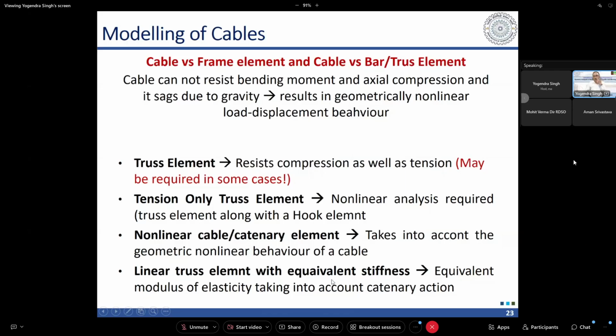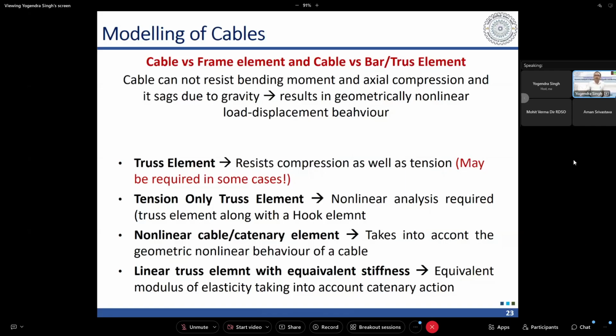It takes into account the tension-only behavior. At the same time, it also takes into account the catenary behavior of the cable, and it is a nonlinear element. It will require a nonlinear analysis because the shape of the catenary will change at every step of the loading. As the loading is changing, the force is changing in the cable, its catenary shape is also changing, and this takes into account the geometric nonlinear behavior of the cables. Now it has been observed that this geometric nonlinear behavior of the cable is actually significant only in case of long cables.